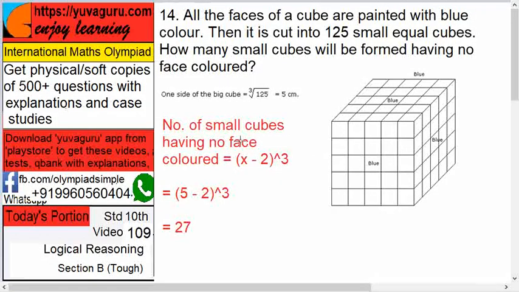So having no face color would be x minus 2. X is 5, 5 minus 2 the whole cube. 27 cubes won't have any color. I can ask one more question in this.